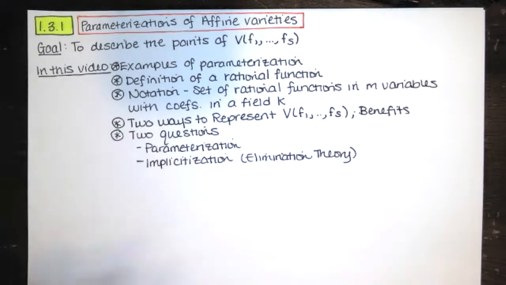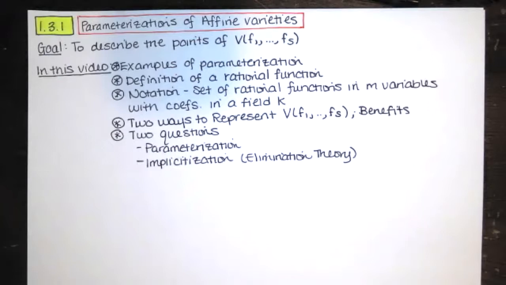So first, we're going to start with a few examples of parameterization. You've seen parameterization before. If you've taken multivariable calculus or even calculus 2 or even physics 1, you've seen examples of parameterization. Then we're going to define a rational function. I know you probably already know what a rational function is, but we're going to introduce the appropriate notation for algebraic geometry related to rational functions. And then we're going to state the notation for the set of rational functions in m variables with coefficients in a field K.